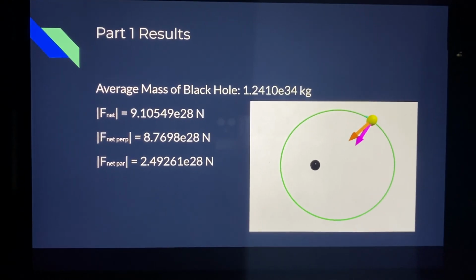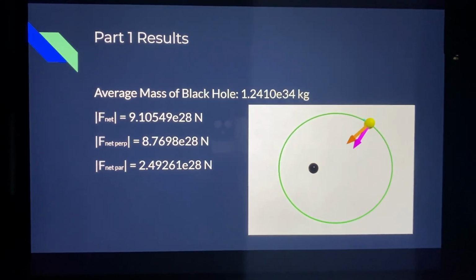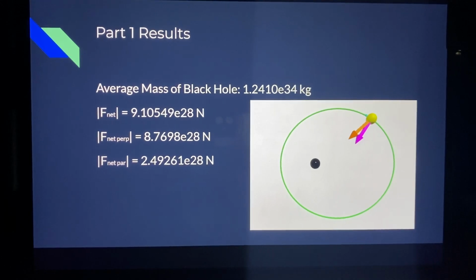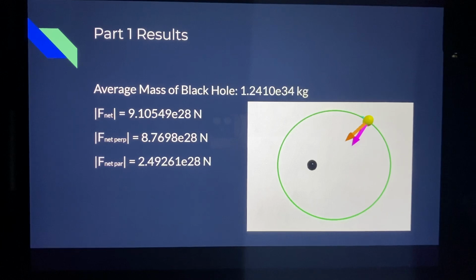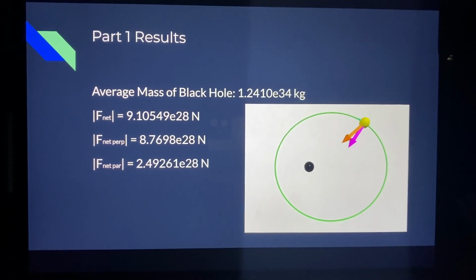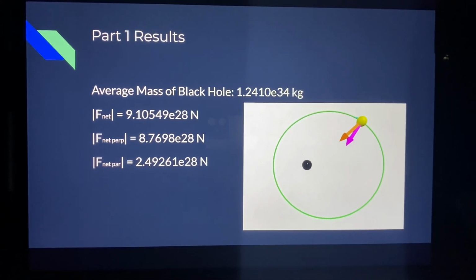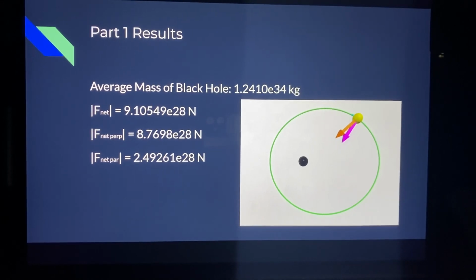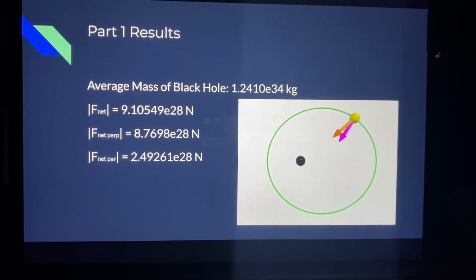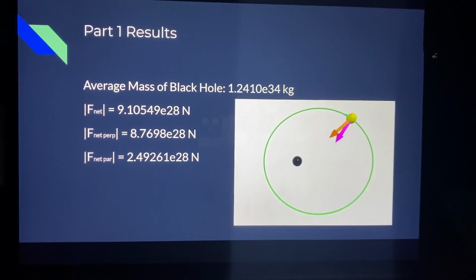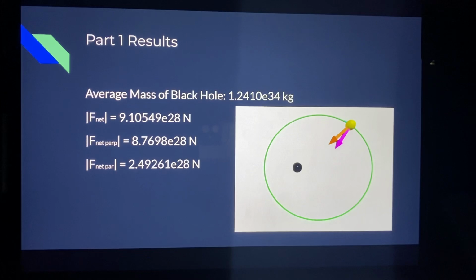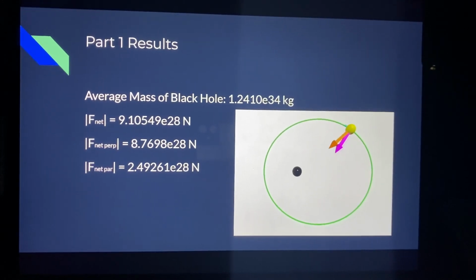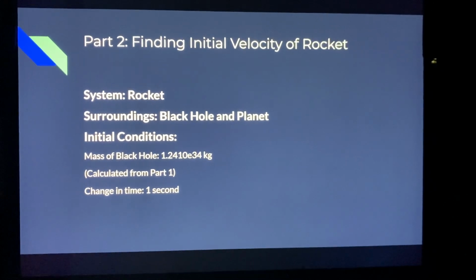So obviously, these are my results, that the average mass of a black hole is 1.2410 times 10 to the 34 kilograms, which I got by taking the average of 509 entries I got from the code for the mass of the black hole. And I have the net force and its parallel and perpendicular components. And as you can see, there's the arrows that accurately map out the parallel and perpendicular components along with the net force.